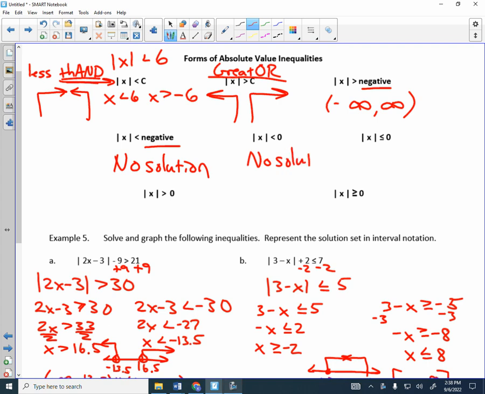What's different about the next one? Greater than or equal to, right? An absolute value can be equal to 0. So here you just have one solution. In that situation, yes.